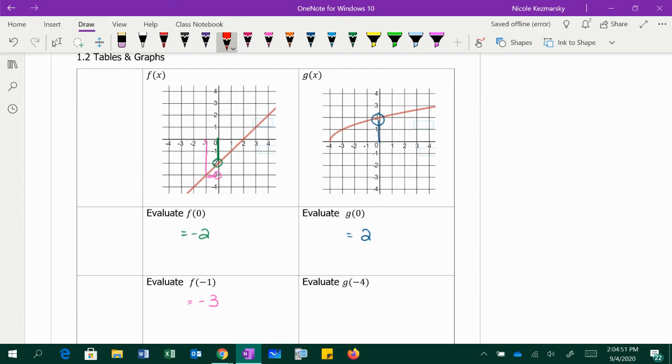Same thing on g of -4. I'm going to go over to -4, and in this case I don't have to go up or down because this is an x-intercept. So g of -4 is at y equals 0.